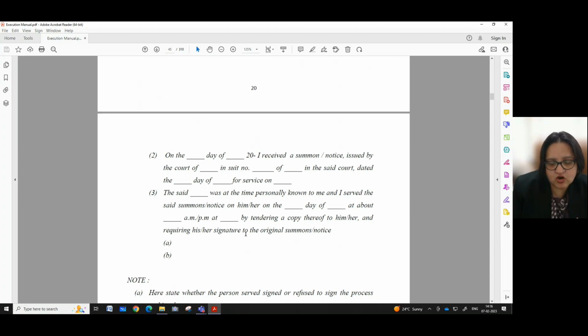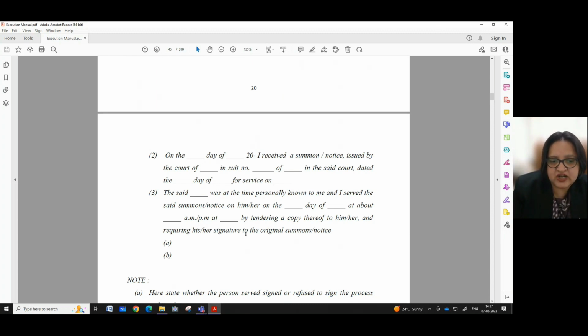The said defendant or the person to whom the summons is to be served upon. And I served the said summons or notice on him or her on the dash day of dash, the day on which the process server had served the summons to the defendant, at about, the time is to be given by the process server, AM or PM, at the place where the summons was served upon the defendant, by tendering a copy thereof to him or her and requiring his or her signature to the original summons or notice.